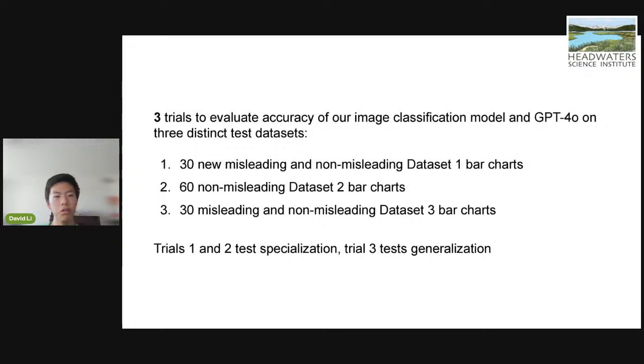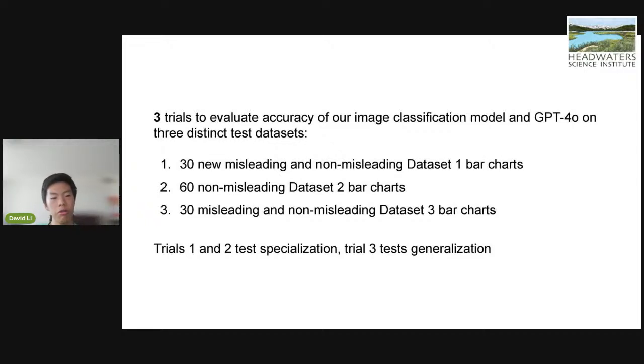And in total, we had 3 trials to evaluate our machine learning models. Our first trial was composed of bar charts from the first data set. Our second trial was composed of bar charts from our second data set, and so on. All of the bar charts in these data sets are completely new to our image classification model. So our image classification model has not seen these bar charts in training or in evaluation.